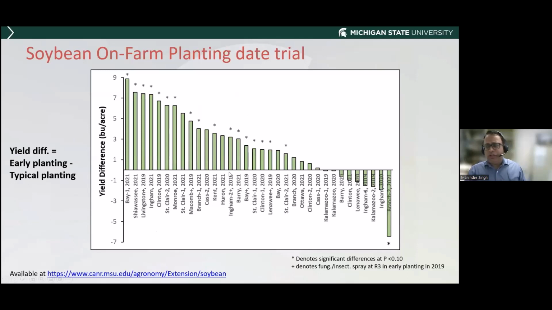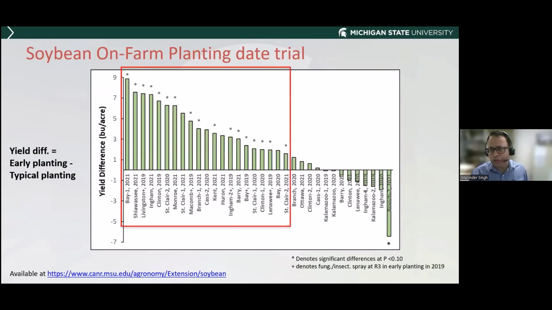We have also done some of this planting date work in soybeans. There's a lot of interest. A lot of you are probably thinking about planting soybeans early, a relatively new thinking compared to going ahead and planting corn first. Here you can see we have done more than 30 on-farm field trials, where more than half of our trials showed a yield benefit of 2 bushels or more by planting early. I'm talking about end of April or so here, not ultra early, and seeing a yield benefit compared to a typical planting of mid-May or so.